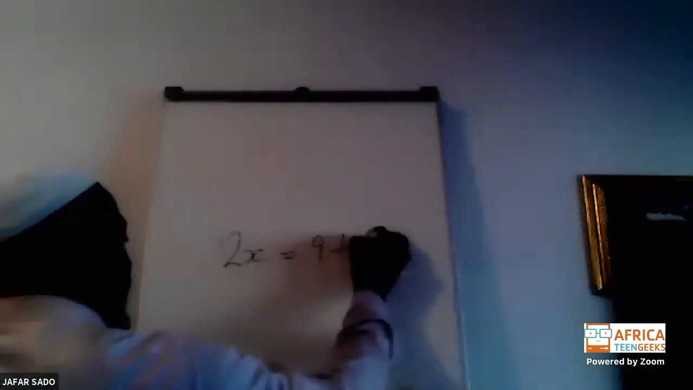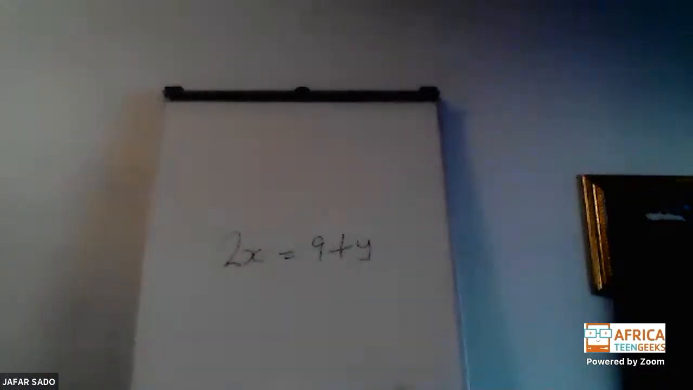All right. So now let's see another example. Let's have, for example, 2x equals 9 plus y. 2x equals 9 plus y.